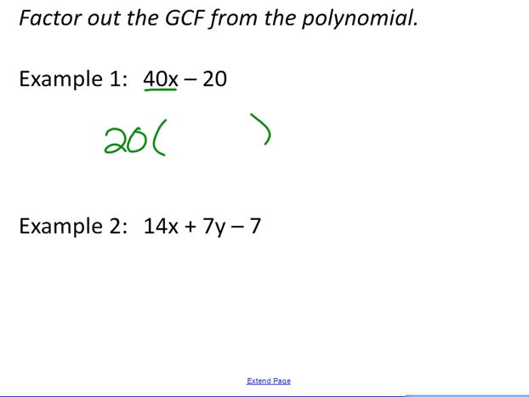So I'm going to have my 40x, and I want to divide out a 20. If I divide out 20, 40 divided by 20 will give you 2, and the x is still there. I'm not canceling that. The second term, I want to divide out a 20, and 20 goes into negative 20, negative 1 time.